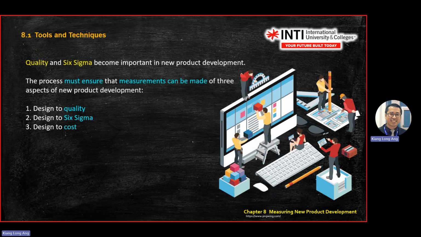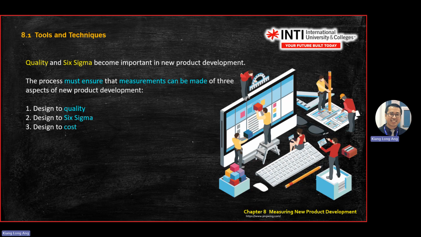So why do we need a process? Why do we need quality? Why, in new product development, do we focus on quality and Six Sigma? It is because we have three aspects in a new development: quality, design to Six Sigma, and design to cost. So the way you design depends on three main streams.